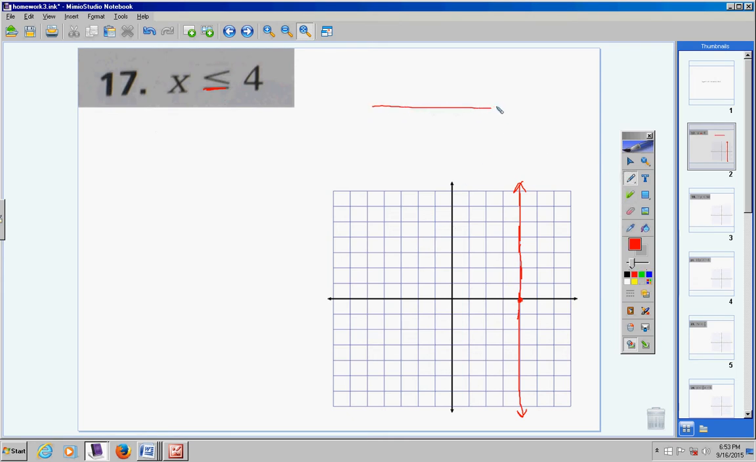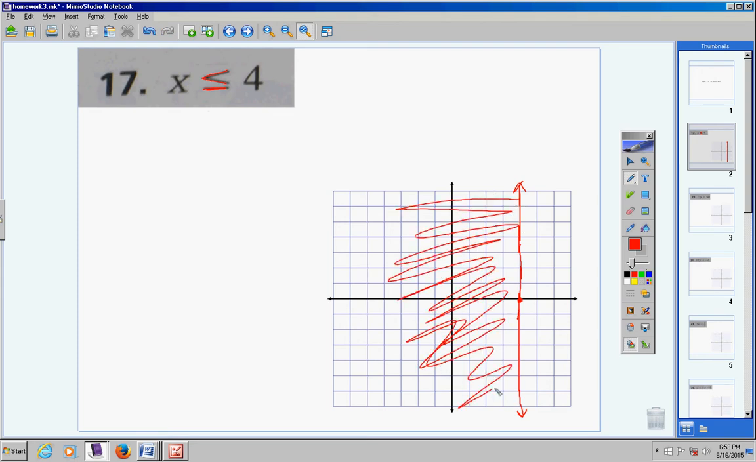If the line is horizontal or vertical, it's really easy to know how to shade. Just look at the symbol and you're good. X is less than 4. So we know we're going to shade over here to the left because going to the left is less than. And there we go, students. Just like that, we're finished. Listen, anytime you have a single variable inequality, in other words, the inequality has just an x or just a y, those are so easy and so quick. You're either going to have a vertical line or a horizontal line, okay?